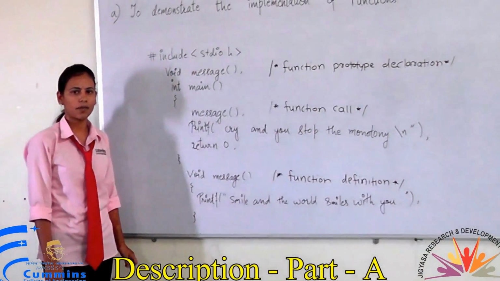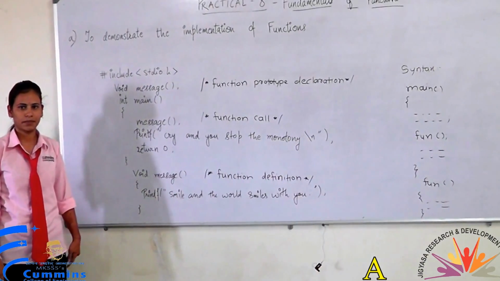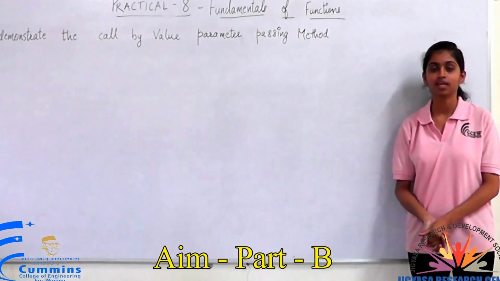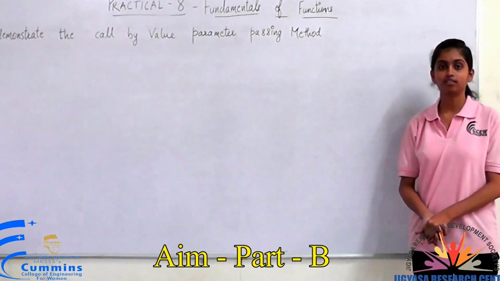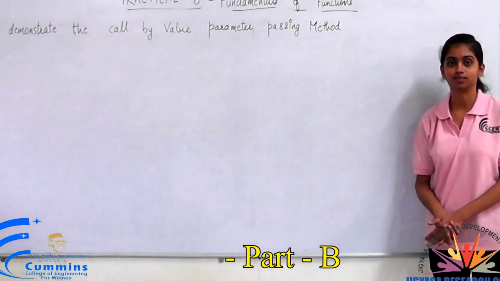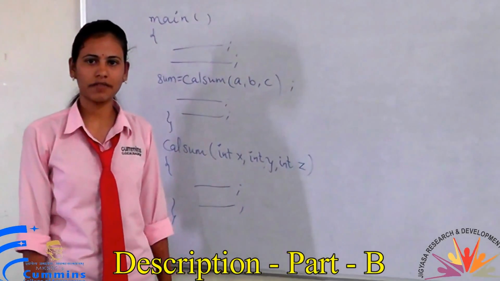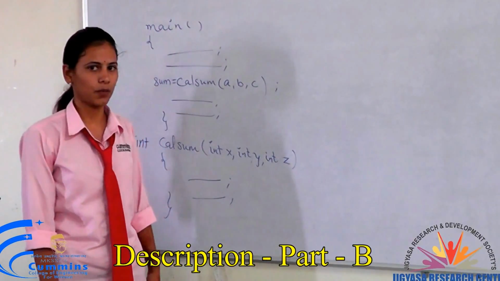The function can be called in two ways. First is call by value, and second is call by reference. Now we are going to discuss the second part of the practical. The aim of the second practical is to demonstrate the call by value parameter passing method. Whenever we call the function and pass the values of variables to the function, then such a function call is called call by value.